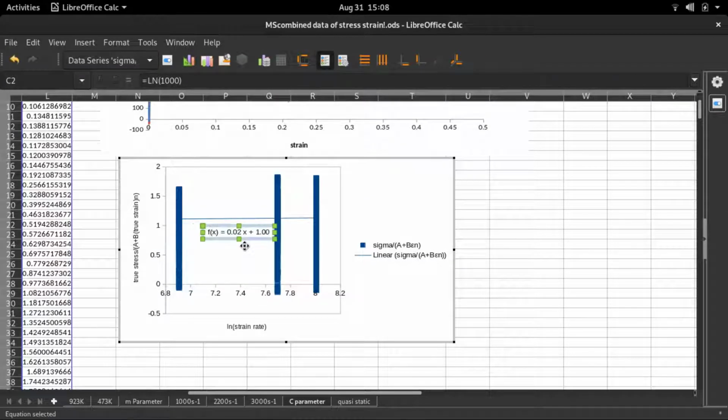Likewise I have shown you for the quasi-static process how to make the trend line, and how to format the many numbers given after the decimal point in the trend line. I have shown that also. So this is the value you are finding. Fx is this value and this is ln of strain rate. This is your C value, and here I have forcefully given the intercept as 1, because in that equation the intercept was 1.